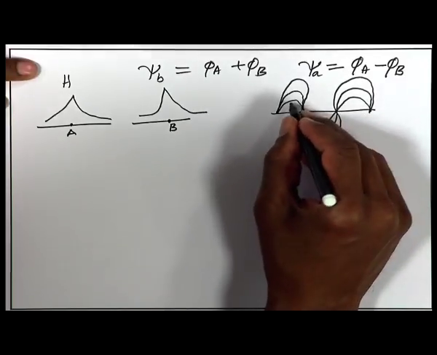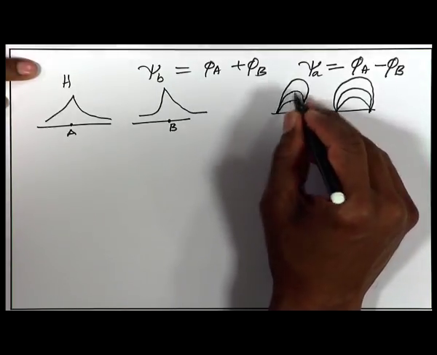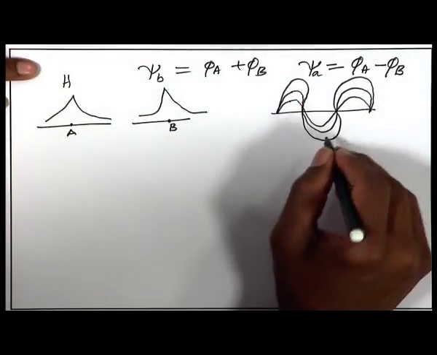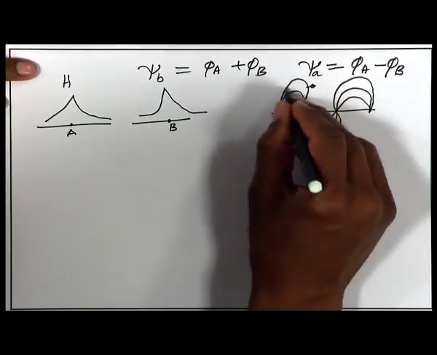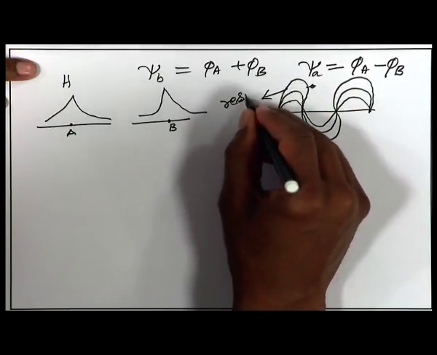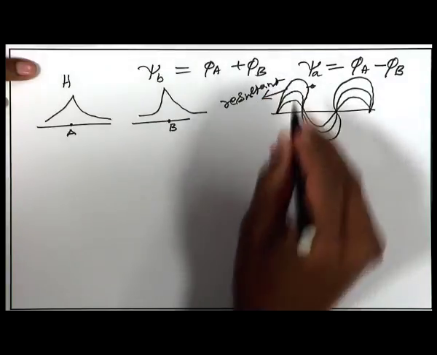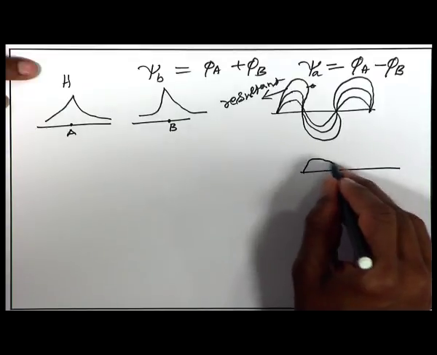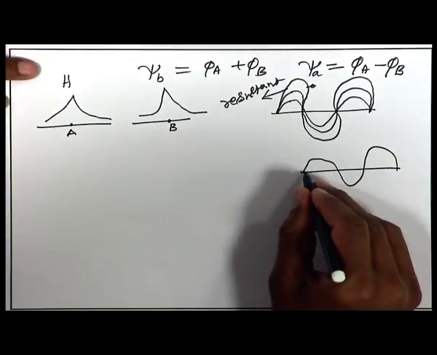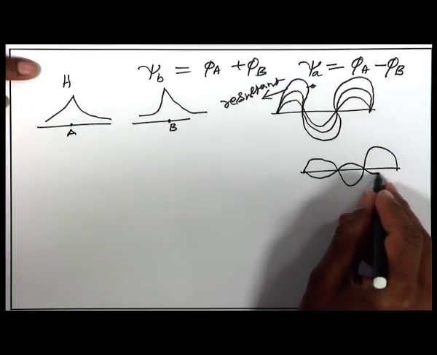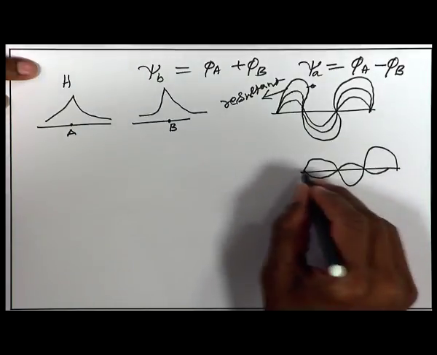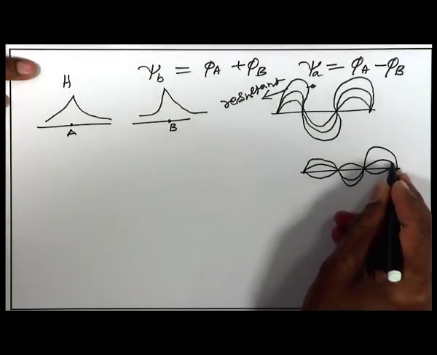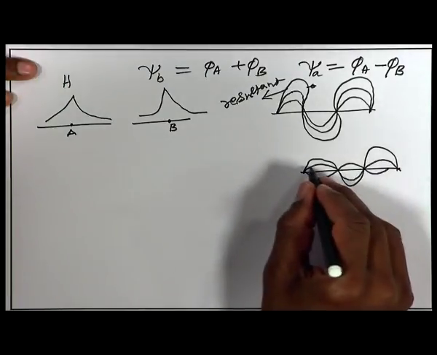So, this is one wave, this is another wave, they added up, and then the resultant wave has higher amplitude. This is the resultant wave. This is called constructive interference. Suppose you take a wave of this type, and then you have a wave of this type, and then the resultant wave will be like this. So, this is the resultant one.